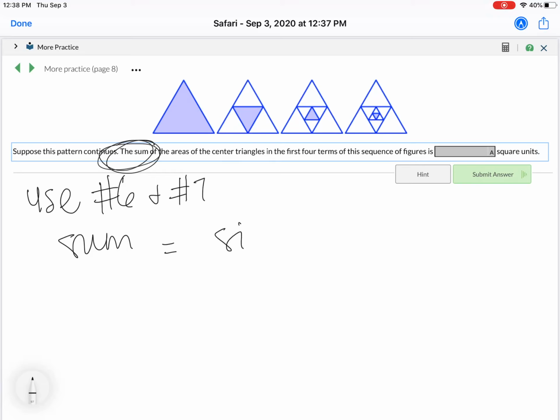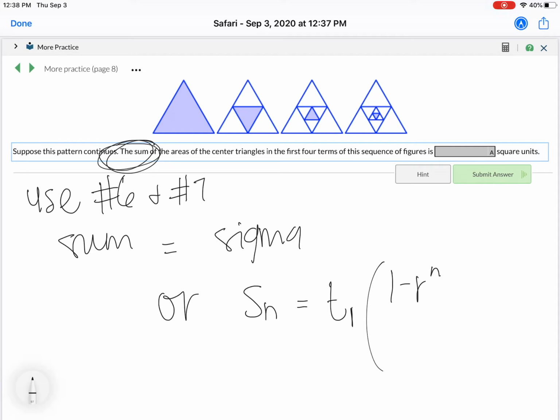Since it says the sum, we use the sigma. So remember, well, you don't really, you can use the sigma, or this equation. I think I would use this one. It'll be better, it'll be easier for you. So use the star, the one that I starred, okay?